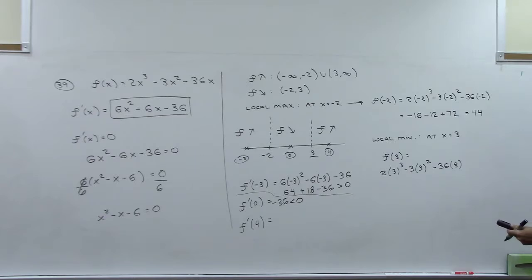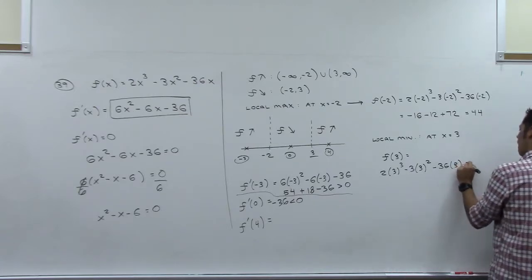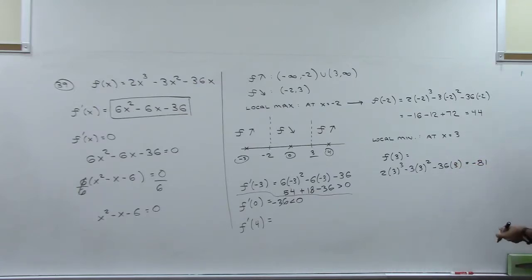Oh, I messed up. 2 times 3 cubed minus 3 times 3 squared. I get negative 81. So the minimum happens at x equals 3. The actual minimum value is negative 81.